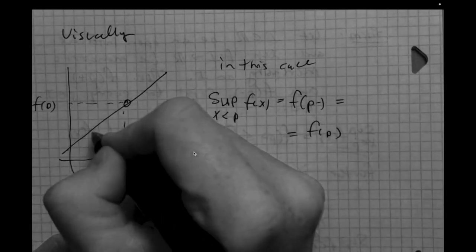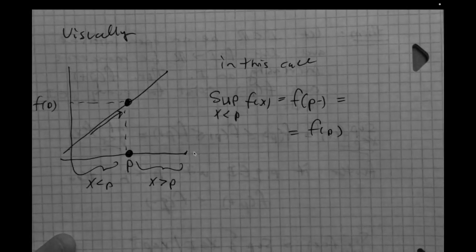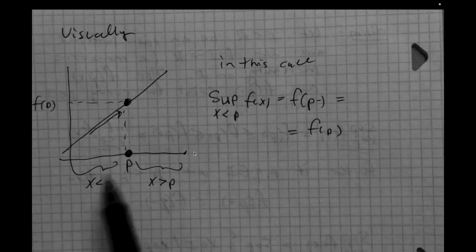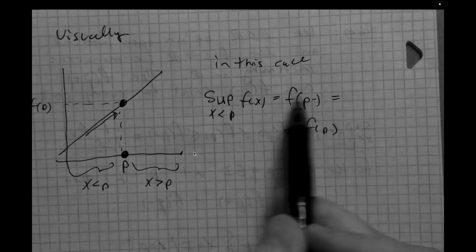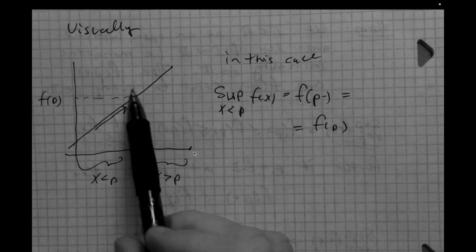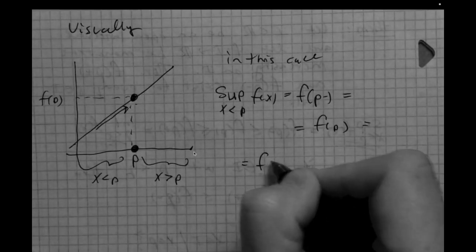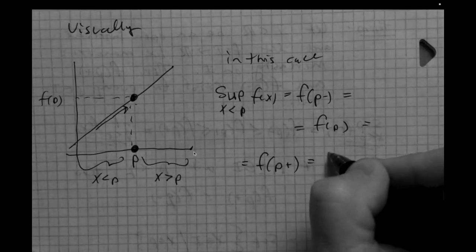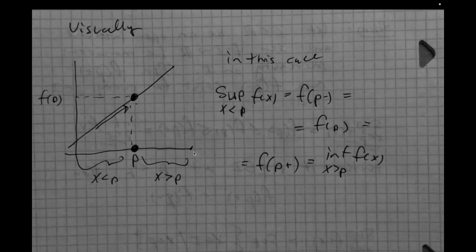Which you can see as you approach, and this isn't a hole, I should fill it in. I don't mean it to be a hole. That's not a hole in the function. But as I approach, the supremum of x less than p will be equal to the limit, and it's also equal to the value f of p. And that's also going to be equal to the right-hand limit, in this case, which would be the infimum of f of x for x greater than p.